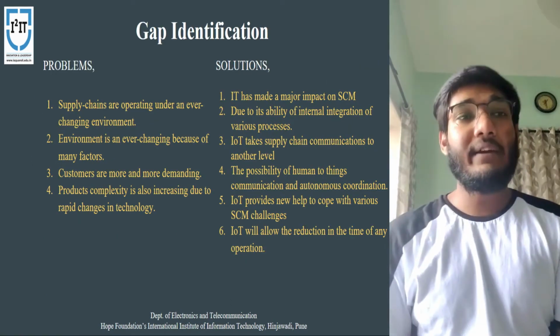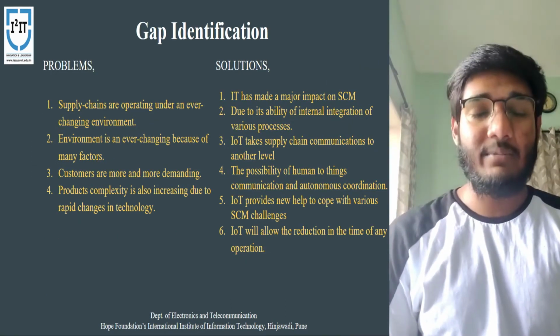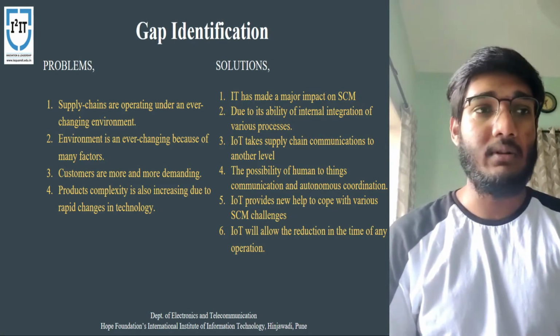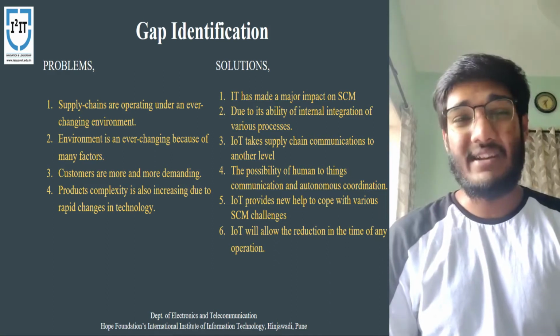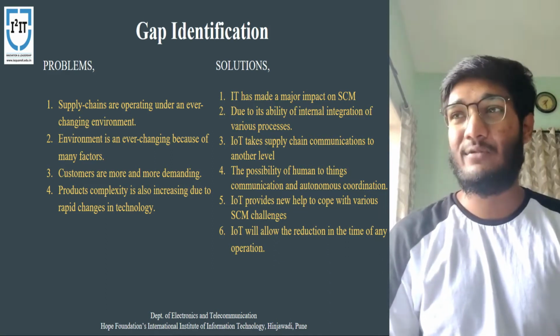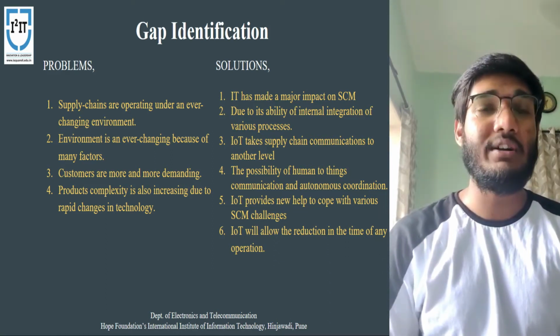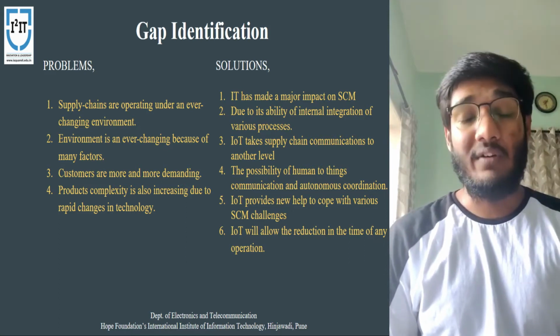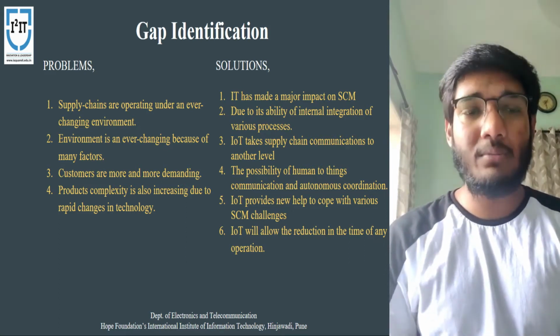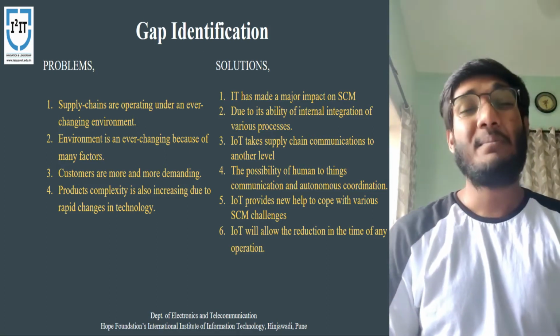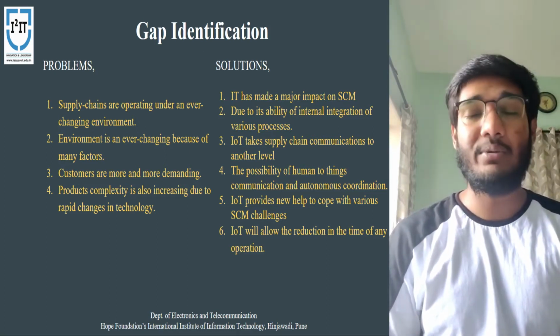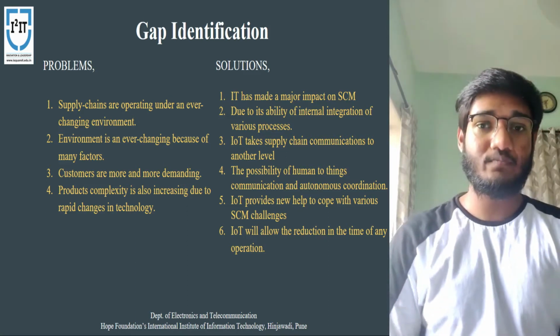Moving on to the gap identification, there are a few problems that have been listed in the current system. Supply chains are in an ever-changing environment. The environment is changing because of many factors, right from the delivery to the destination and everything. Moreover, customers in the market are more and more demanding on the basis of product quantity and quality. Similarly, product complexity is also increasing due to rapid changes in technology.